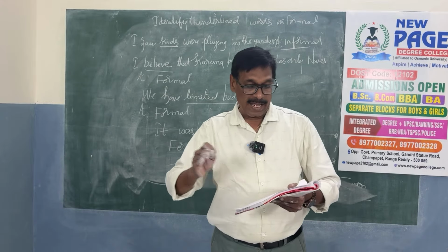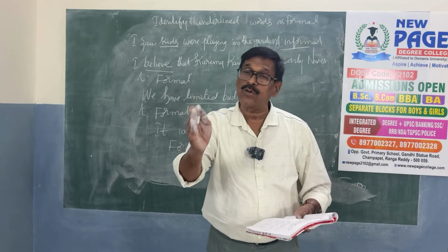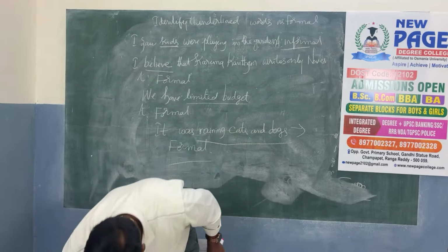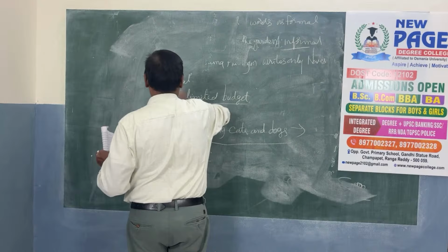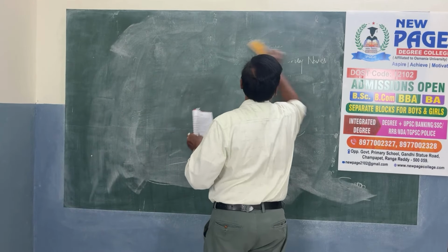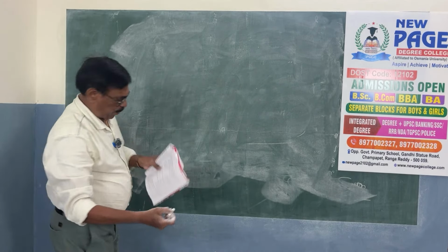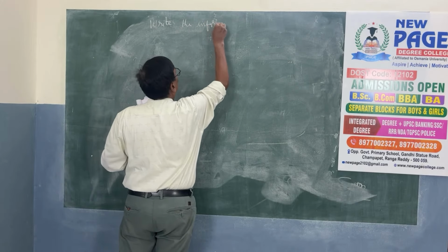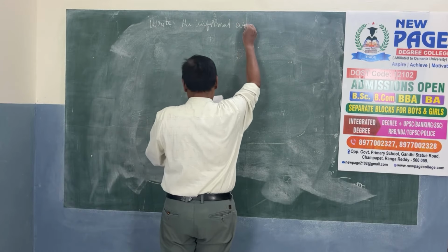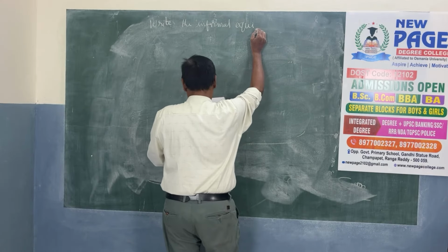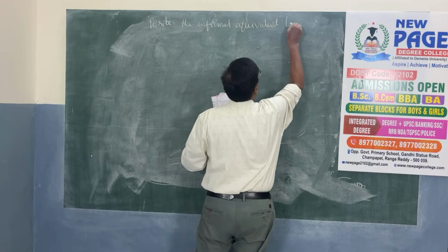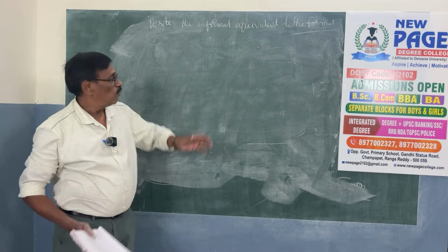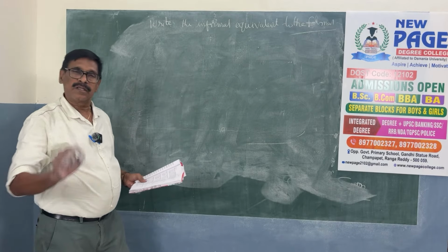Like, write the formal equivalent to the informal. If they give the informal words, then we have to write the formal. Maybe there is a choice. They may give this one also. Let me see some examples. So this one is also important. Write the formal equivalent to the informal. They give the words in bold, no problem. That means, what did they give? They give the informal words, then we have to write the formal.